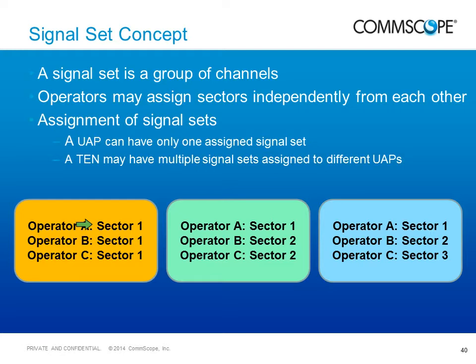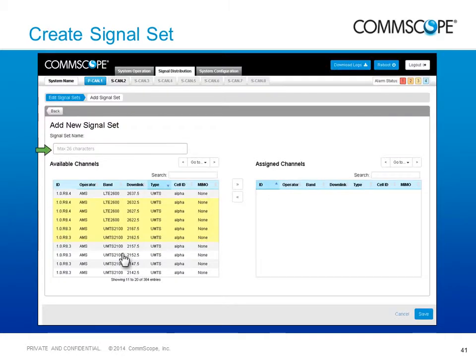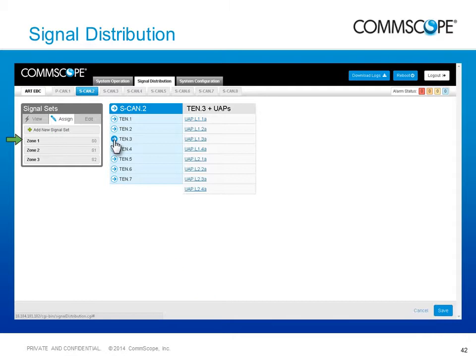For example, we create a new signal set called zone 1 and then select which channels go to that signal set. Then we create zone 2 and zone 3. So we can have the same sectors, same signals in multiple signal sets, but only 1 signal set can go to any of the UAPs. You can send the zone 1, zone 2, zone 3 signal sets directly to a TEN, and then it will automatically be distributed to all the UAPs that are connected to that TEN. This is how you would probably do that in most cases where you have a zone driven by a TEN. So zone 1 would go to TEN 3 or whatever TEN is driving that zone.